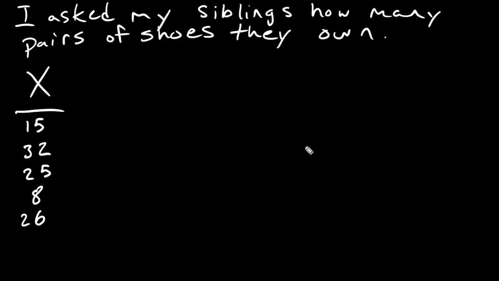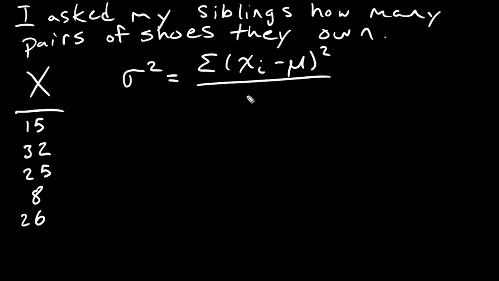Because I have 4 siblings, and then myself included is 5. There are 5 data points here, so we have the data for the entire population we're interested in. So we are going to be using this formula: sigma squared equals the sum of xi minus mu squared divided by n. One of the first things that we need to do is find mu. We need to find that average.